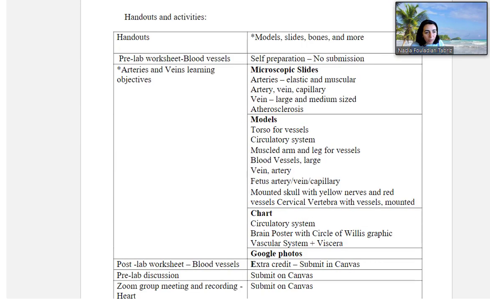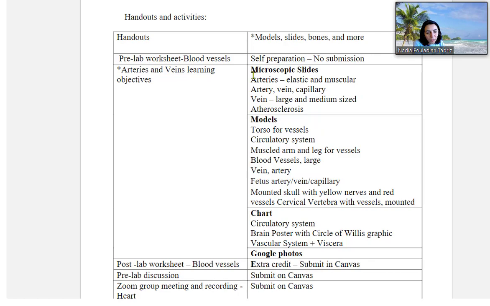Now let's go back to the main business, right? Although I have actually explained so far most parts of the lab, the work that you have to do and the things that you need to know. So as you see, after that pre-lab worksheet that I explained, you have the list of the arteries and veins that you need to know, and you will be asked in the lecture and lab exams.